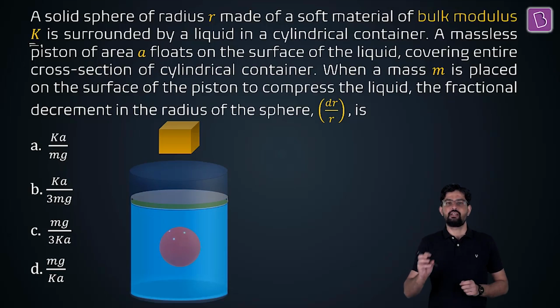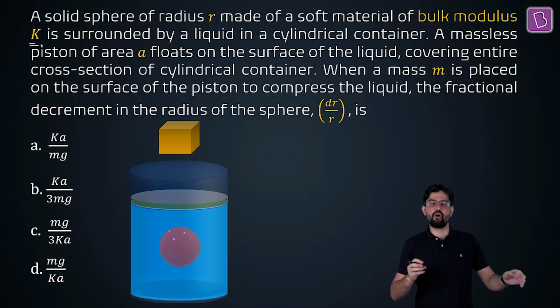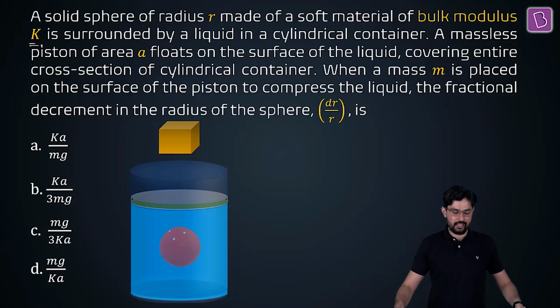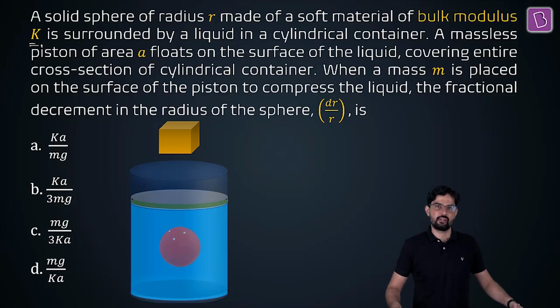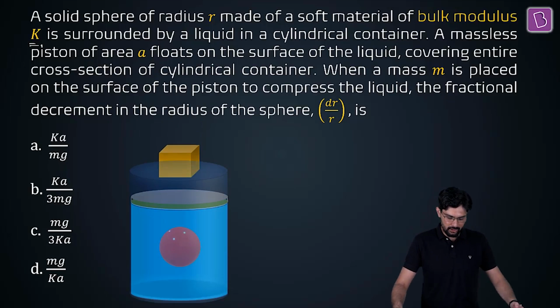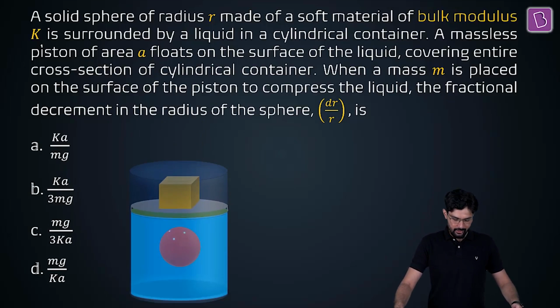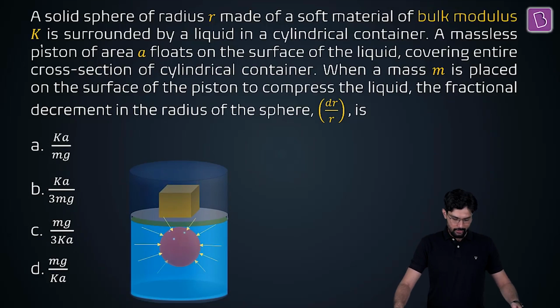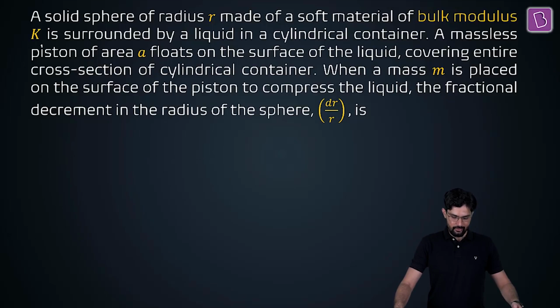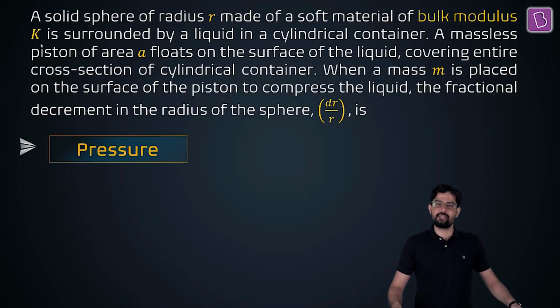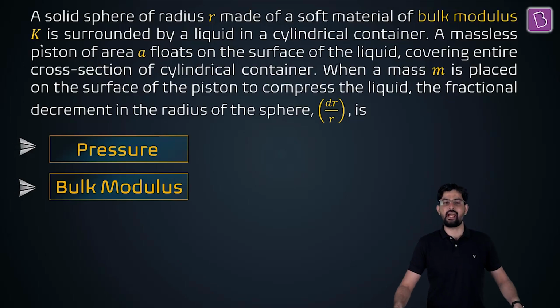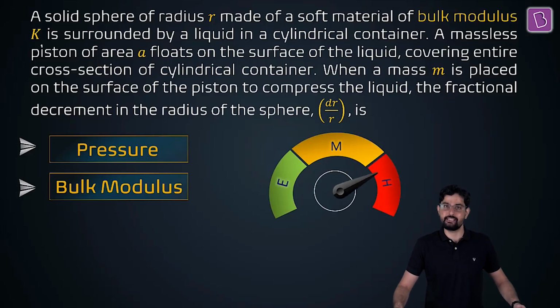Now what happens? Some mass m is kept on top of the piston. You have to find out what is going to be the fractional decrement in the radius of the sphere. And fractional decrement is dr by r. So how it happens, you can look at this simple animation. Mass is kept and the piston is going down, right? So the concepts in this case are pressure and bulk modulus. And the question is easy.